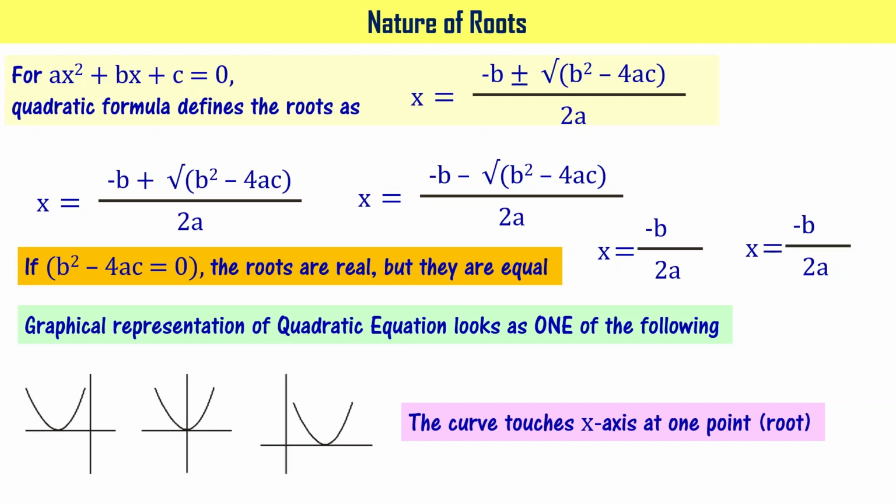So the point we have to note here is that when b square minus 4ac, which is called the discriminant of the quadratic equation, is equal to 0, then the roots are real, but they are equal.